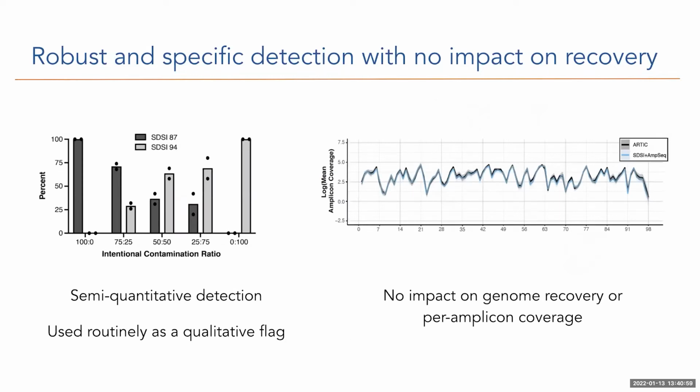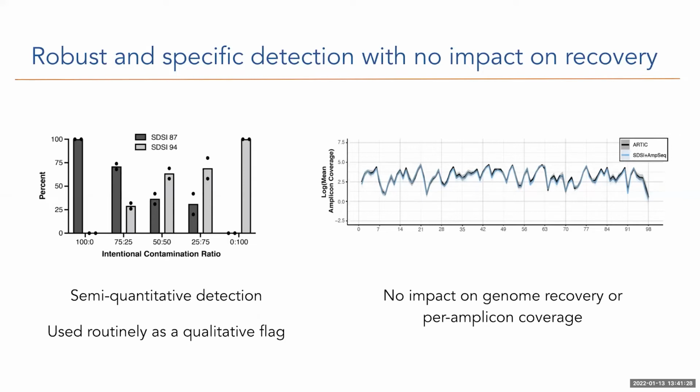We did a lot of intentional contamination to figure out how quantitative versus qualitative this was. We did mixings of 100% of a spike-in versus 50%, 75%, 25%. They are semi-quantitative, we think, although we would need to dial this in more. We use it routinely as just a qualitative flag at this point, and even as that, it's pretty powerful. We also, and really importantly, saw no impact on genome recovery or per-amplicon coverage.